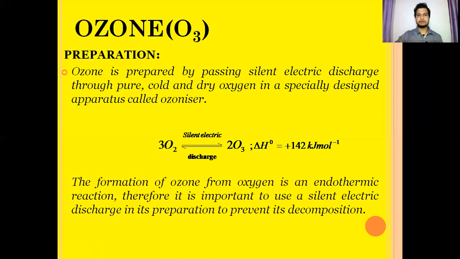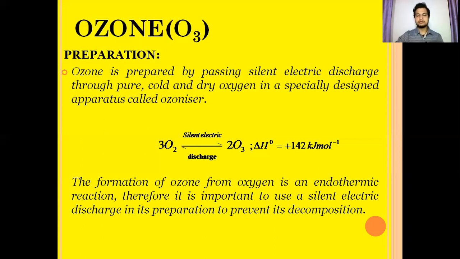The formation of ozone from oxygen is an endothermic reaction, as you can see. Therefore, it is important to use, as I've told you, a silent electric discharge in its preparation to prevent its decomposition. If you use a spark electric discharge, an electric discharge which is generating spark, then the heat generated will convert ozone back to oxygen. So that's why we need a sparkless electric discharge, and that's why we need a specially designed instrument which we call an ozonizer.